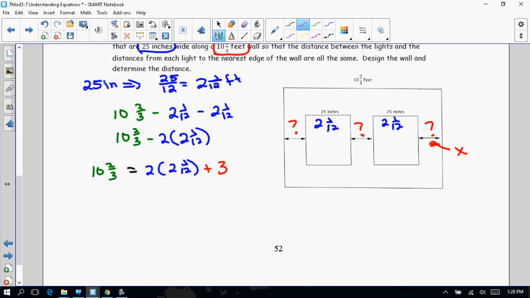I don't know it. I have 3 of them. Now I could pick any letter. I could pick an emoji. I could do something to represent the unknowns. If you wanted to even put a question mark there, make it 3 question marks, that is perfectly fine as well.